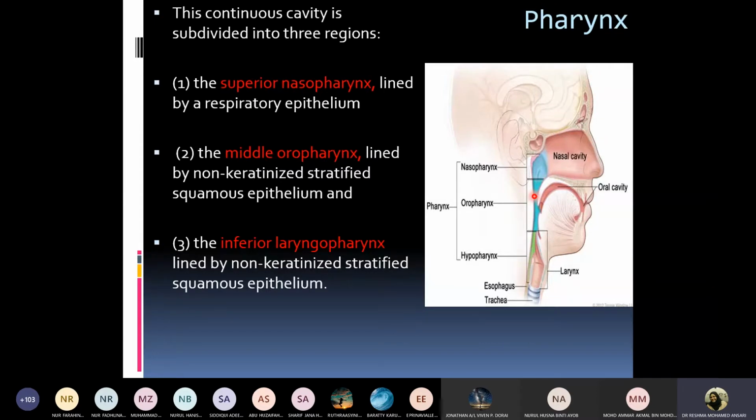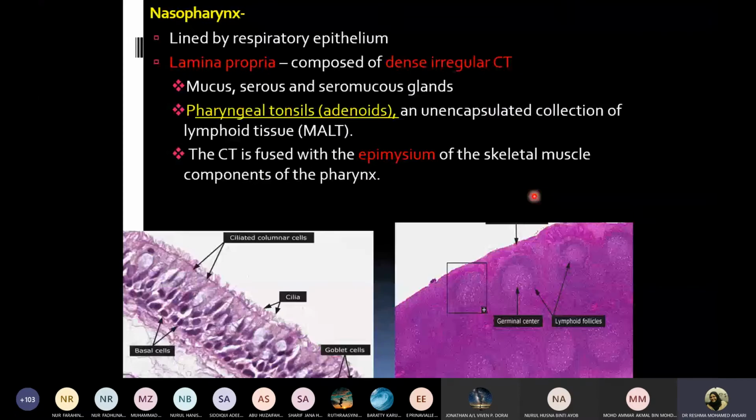Okay. We are just concentrating only on the nasopharynx. This is lined by the respiratory epithelium. The lamina propria has dense, irregular connective tissue. It has got a lot of connective tissue. It has got mucous and serous glands, the same thing. But here, the lymphoid nodules are collected as nodules, or they group together as adenoids, or we call them pharyngeal tonsils. This is a component of MALT.